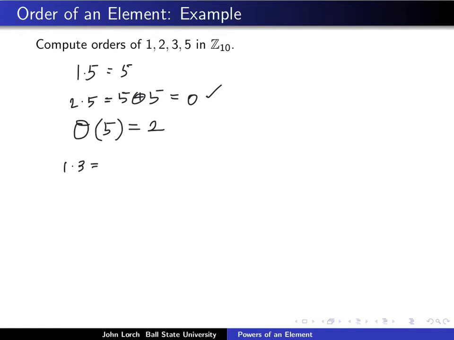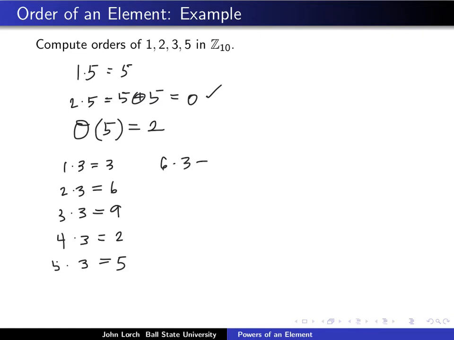So 1 times 3 is 3. 2 times 3, that's 3 plus 3, which is 6 in this group. 3 times 3 is going to be 9. 4 times 3 is 9 plus 3, which is 12, which is really 2. And then 5 times 3 is 2 plus 3, which is 5. And then we continue over here.